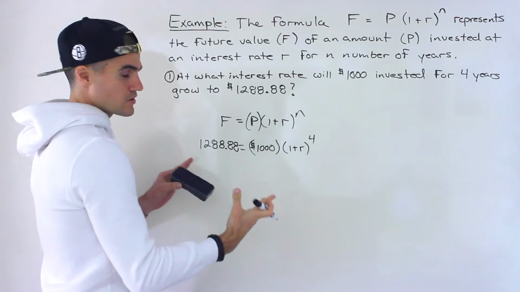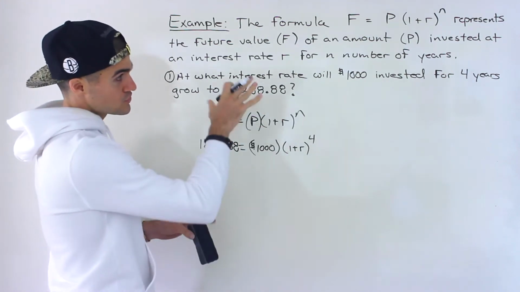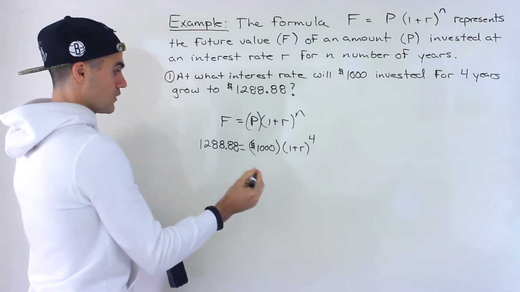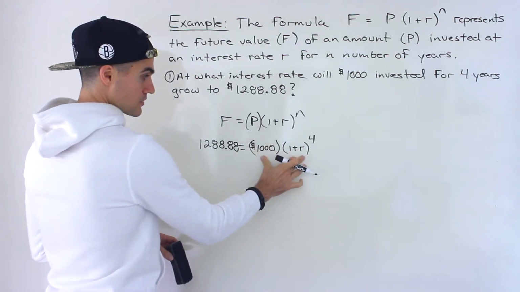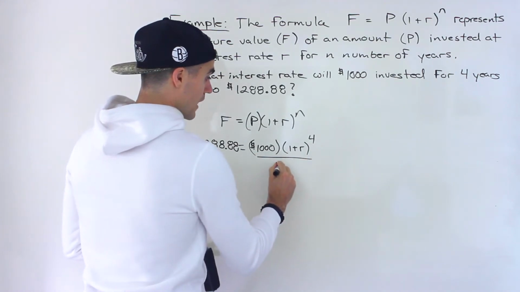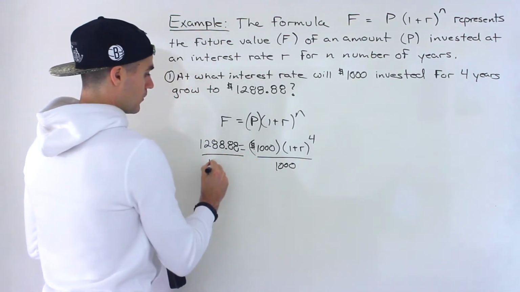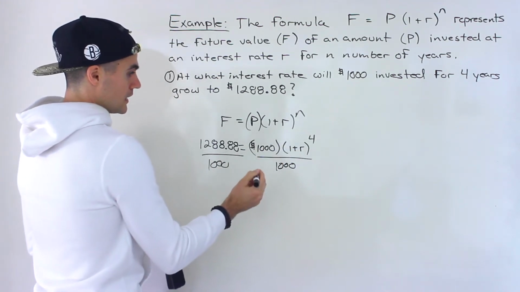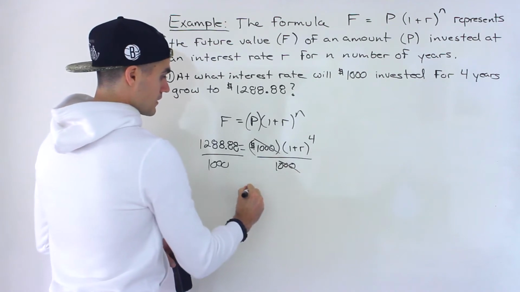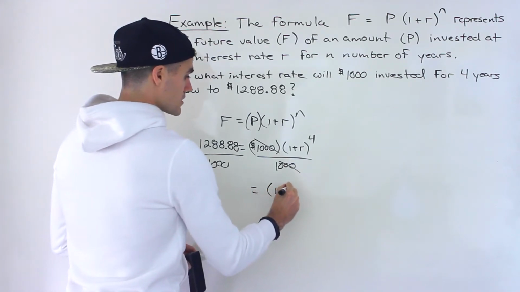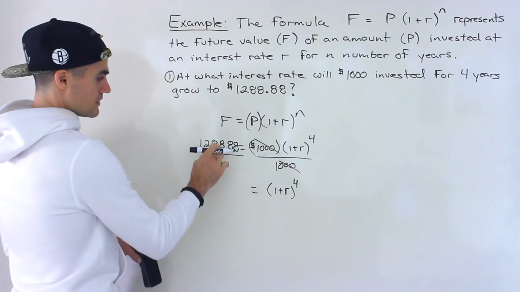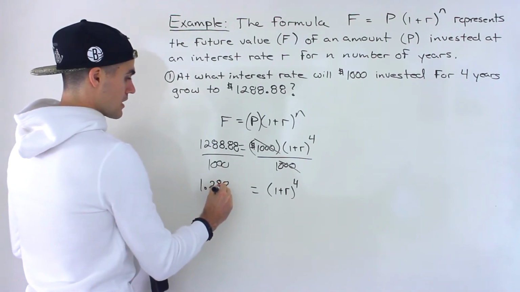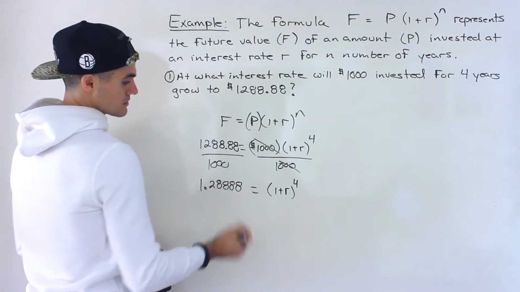Now we have to solve for this R. Basically all these scenarios are just algebra practice for solving different variables in that formula. In this case, we're solving for R. First thing we would do: this 1,000 is attached here, so we can divide everything by 1,000, because you're multiplying here, so to get rid of it, you have to divide. These would cancel out, and you'd be left with 1 plus R to the power of 4, and this over here would just be 1.28888.